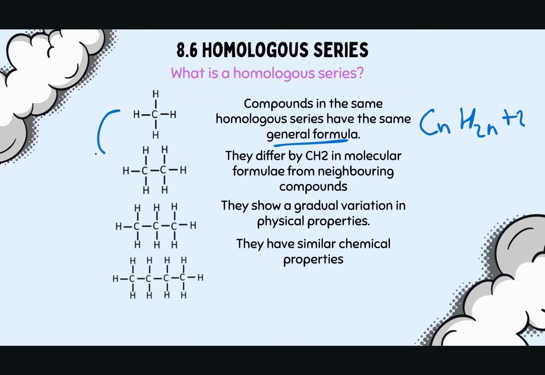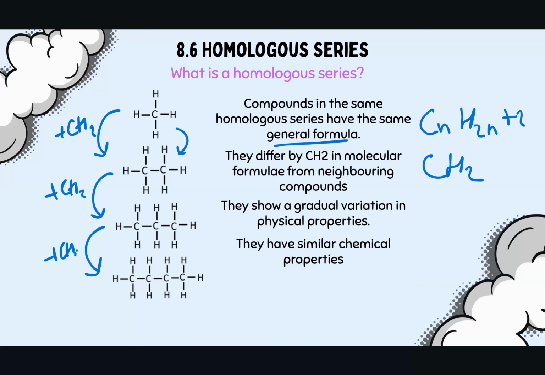Now, what's the difference between CH4 to C2H6 to C3H8 to C4H10? The difference is CH2. Each time we're adding CH2. Now, they show a gradual variation in physical properties. So as the molecule gets bigger and bigger, the physical properties change, for example, boiling point and melting point increase. And they all have similar chemical properties. So regardless of the molecule getting bigger, the chemical properties will still be similar.